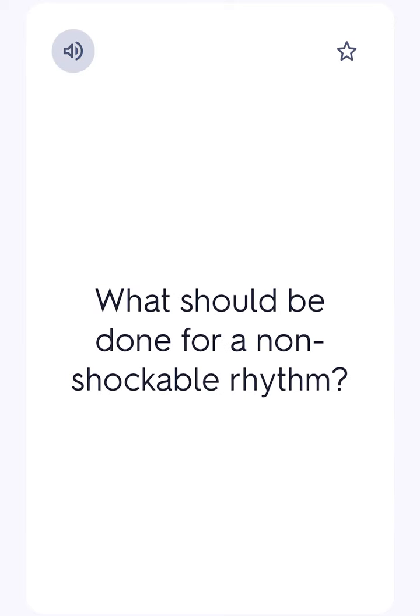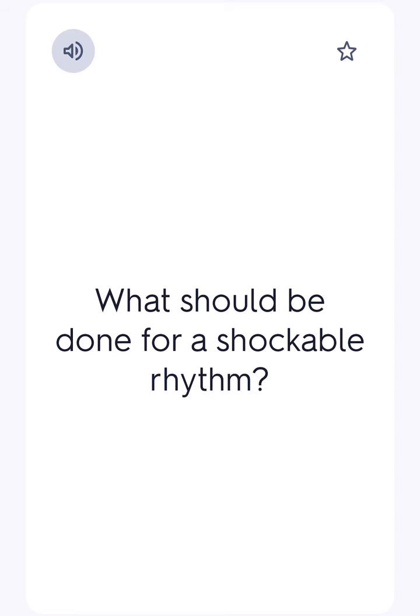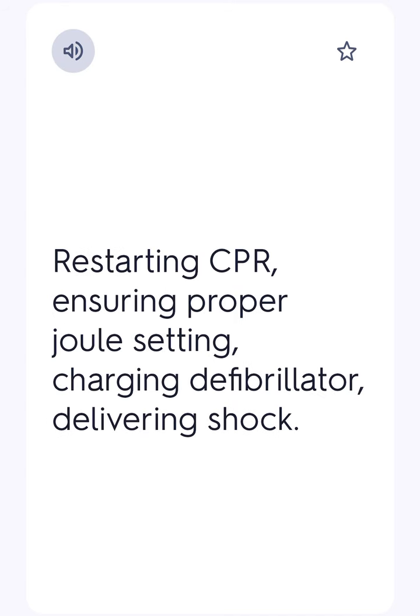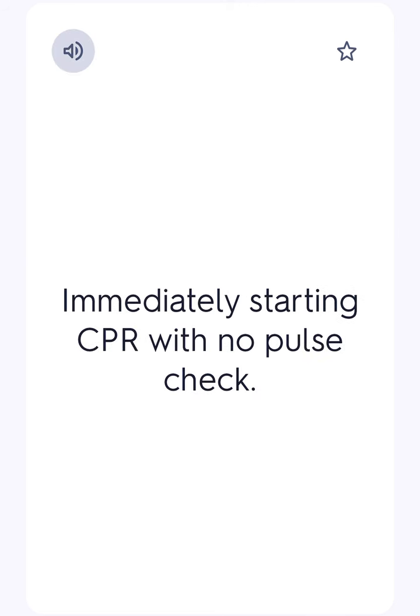What should be done for a non-shockable rhythm? Checking carotid pulse and taking appropriate actions. What should be done for a shockable rhythm? Restarting CPR, ensuring proper joule setting, charging defibrillator, delivering shock. What should be done after delivering a shock? Immediately starting CPR with no pulse check.